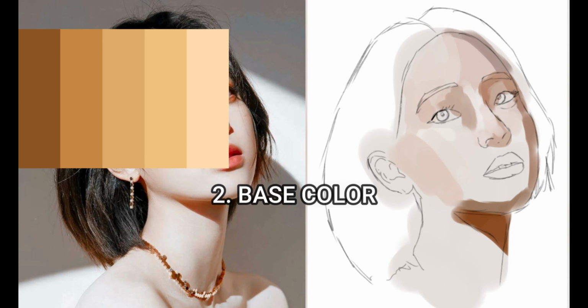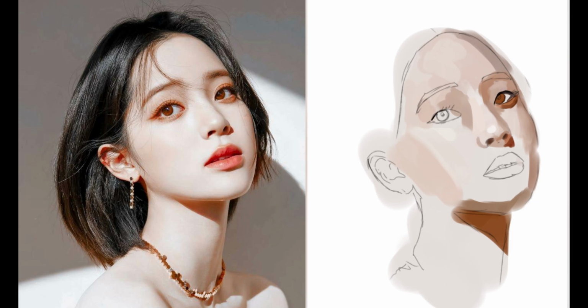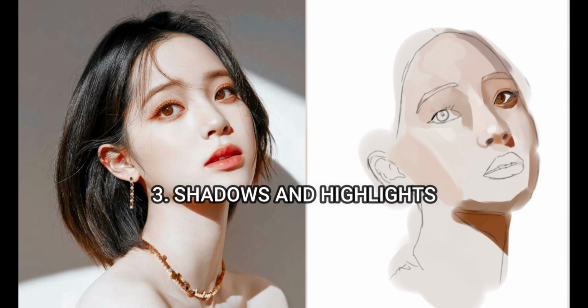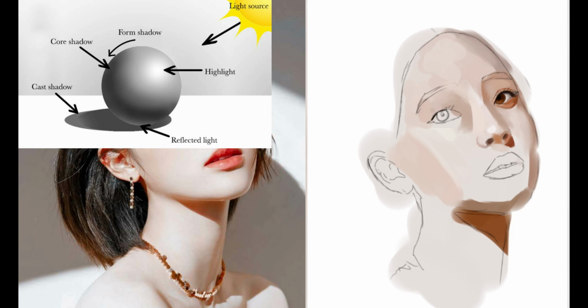Now we add the base color to put some vibrant colors on it. As you can see, I already added the shadows and highlights because I paint really fast sometimes. You can see the shadows are here in this area, and the highlights are in this area. Next, you need to know how shadows and highlights work in a painting. I'll make a tutorial about it soon.